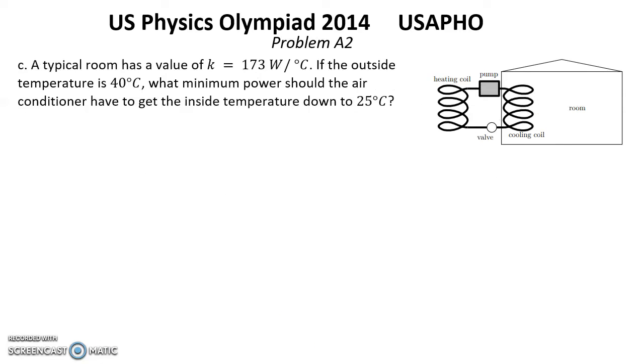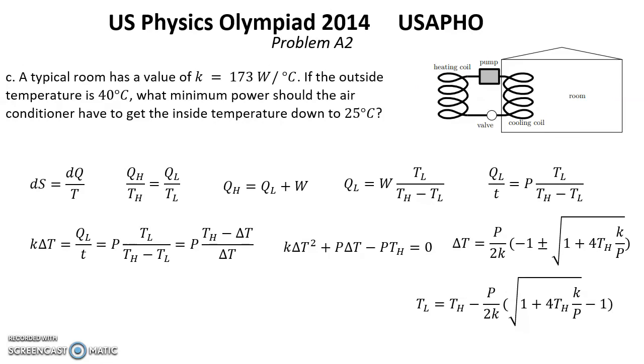Question C. A typical room has a value of K equal to 173 watts per degree Celsius. If the outside temperature is 40 degrees Celsius, what minimum power should the air conditioner have to get the inside temperature down to 25 degrees Celsius? Solution. From this quadratic equation we can find what this power is.